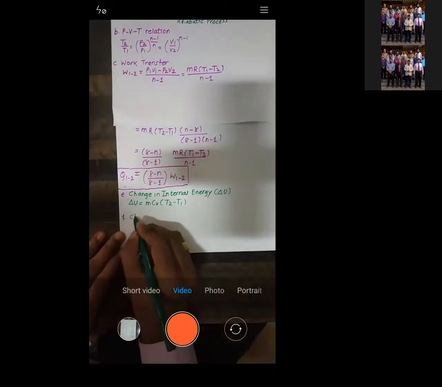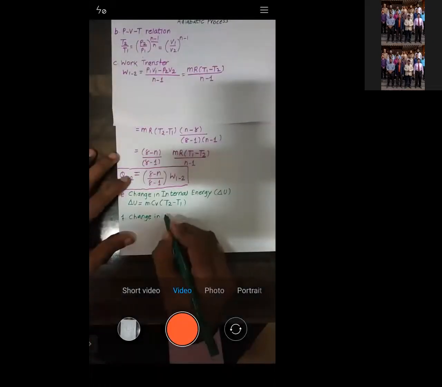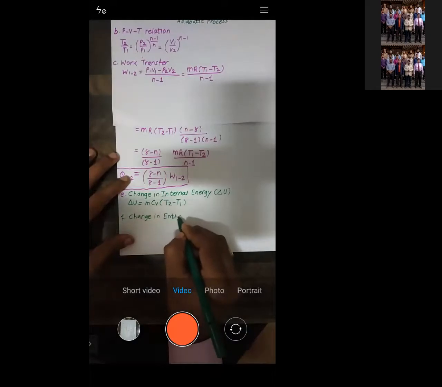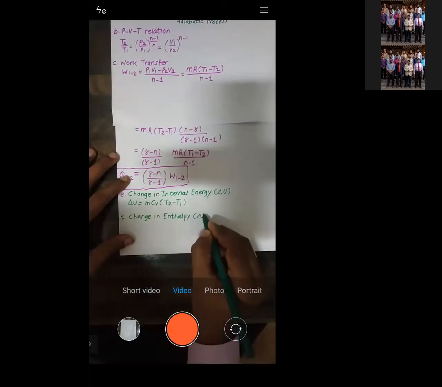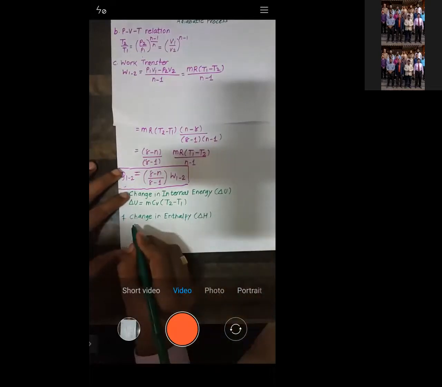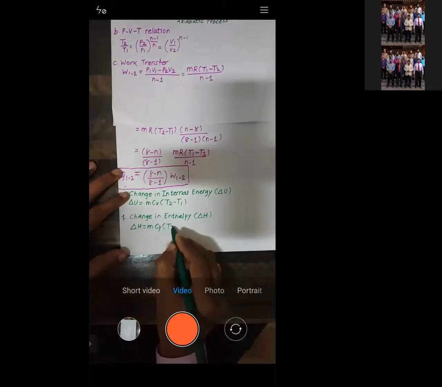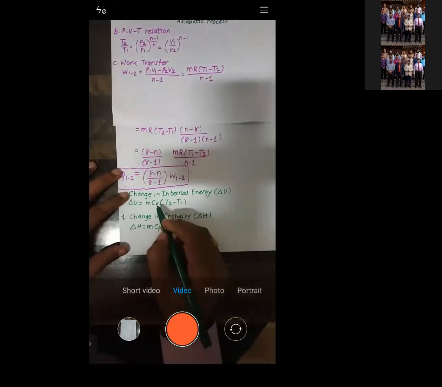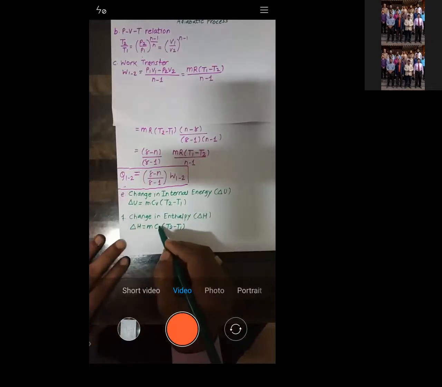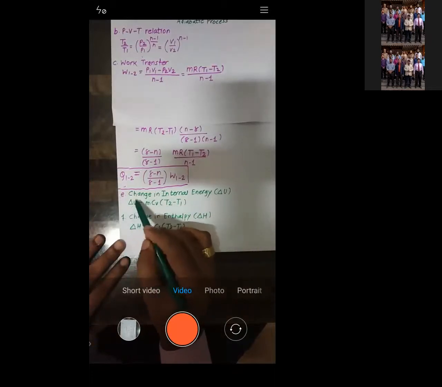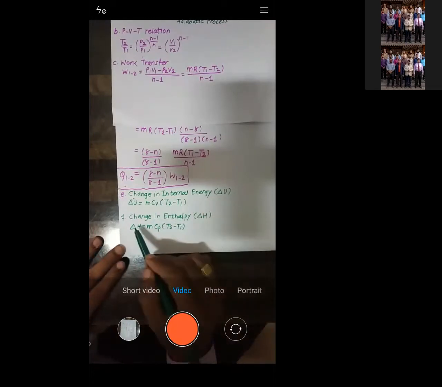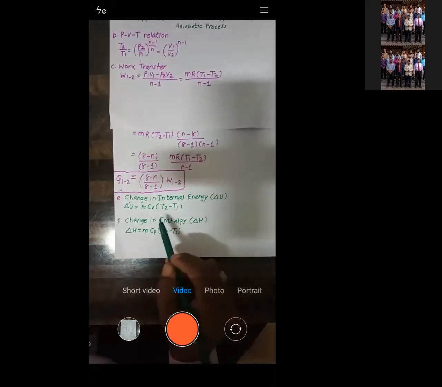Okay, now what is the change in enthalpy? The formula for change in enthalpy, it's basically delta H. The formula for delta H is again m Cp into (T2 minus T1). You can check it here. Here it was Cv, here it is Cp, because this delta U is derived from the basic definition of Cv. Similarly, delta H has been derived from the basic definition of Cp. If you attended the previous lectures, I have told you from where this formula has been taken.